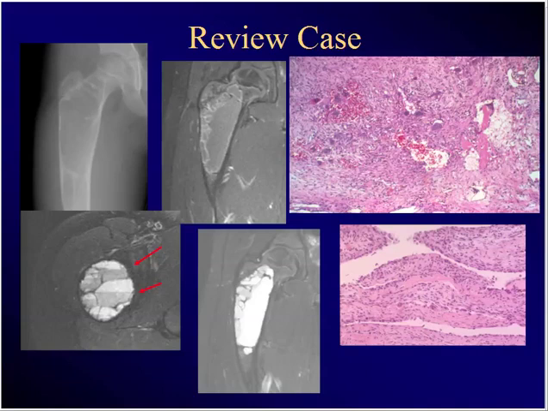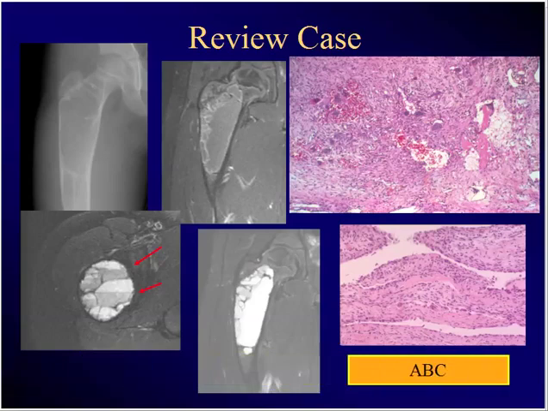Proximal femoral lesion with this plain film, this MR. Notice these with this histopath. What's the diagnosis? ABC.